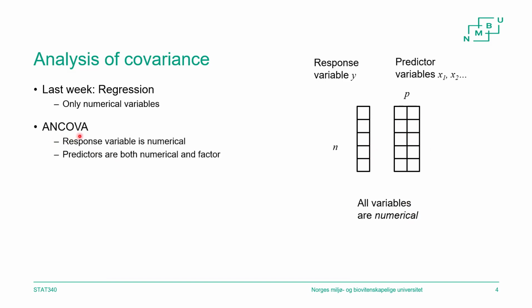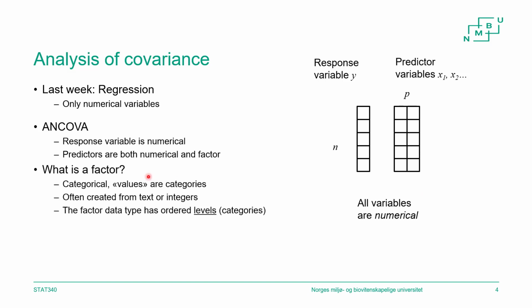So with ANOVA, the response variable is still numerical, but predictors may be both numerical and factor. We may add some factor. There should be some numerical here, right? So it shouldn't be only factors, because then we are in an ANOVA situation, as we will see shortly. But imagine you have some numerical ones and then you add a factor.